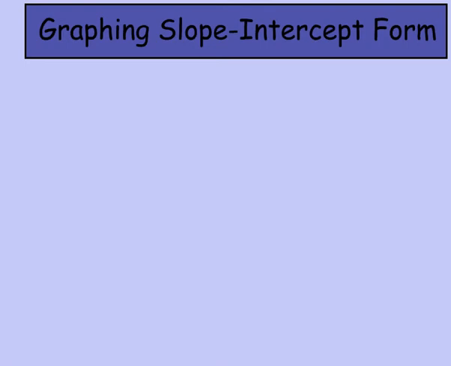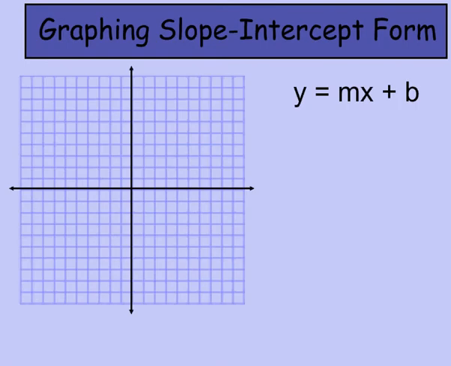This is Mrs. Dorlis, and the topic of this lesson is graphing slope-intercept form. What we're going to do is take a look at a coordinate plane here and the slope-intercept form, y equals mx plus b. M represents the slope of the line in this equation, and b represents the y-intercept.